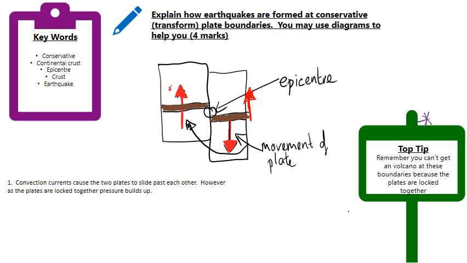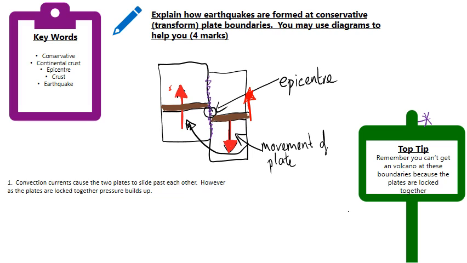So convection currents, as always, we know they're the driving force. They cause the two plates to slide past each other. However, as the plates are locked together, pressure builds up. Very similar to when we talked about the destructive plate boundaries. That pressure builds up because whilst this line that I've drawn looks kind of straight, that's actually an irregular line where rocks are locking into each other and don't necessarily nicely want to slide past each other, so they can't.